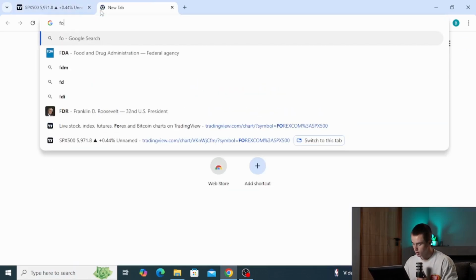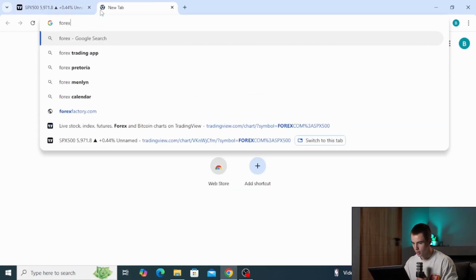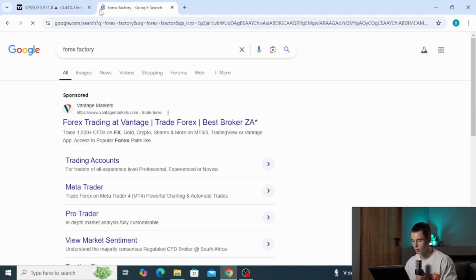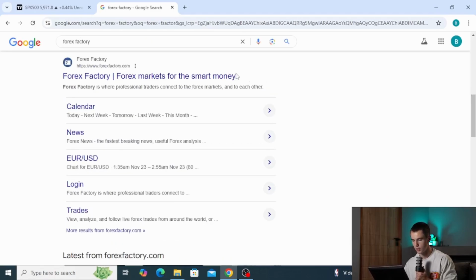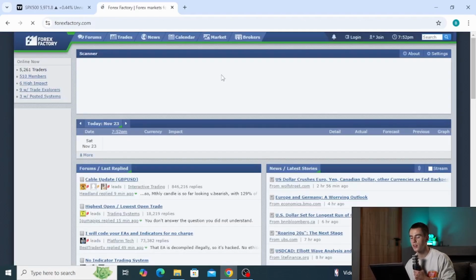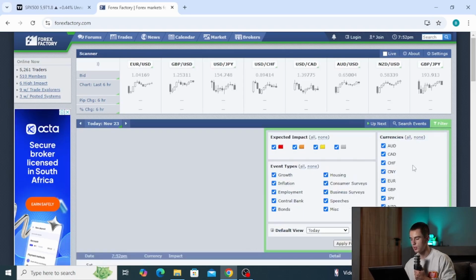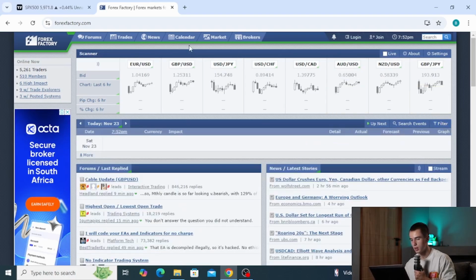I'm not going to set it up. I'm on my laptop now, and I don't trade on my laptop, so I don't have it on here. But this is the one I use, Forex Factory. Here in the filter, I filter it for just USD, and I only look at the red ones and the orange ones, which are the highest impact news.